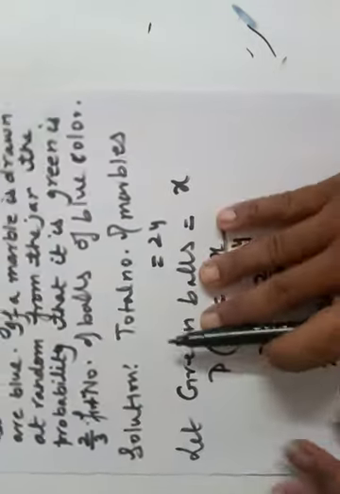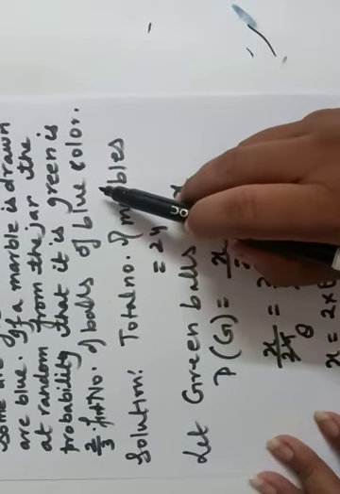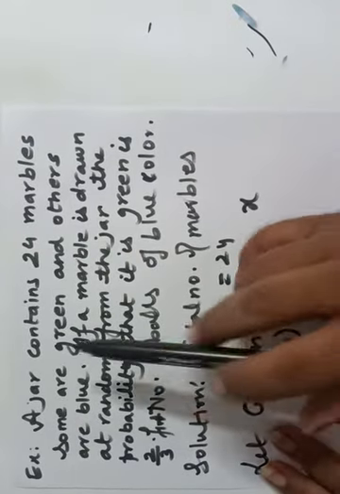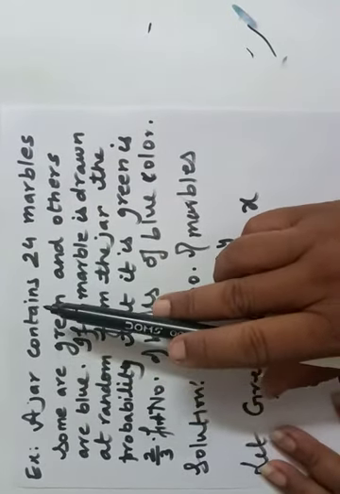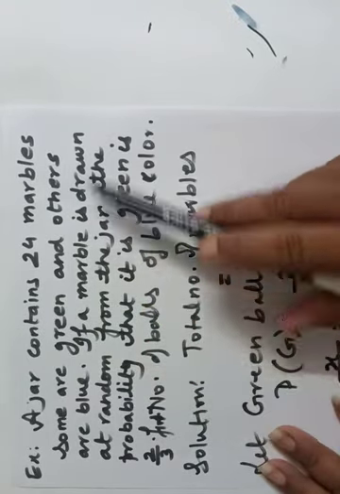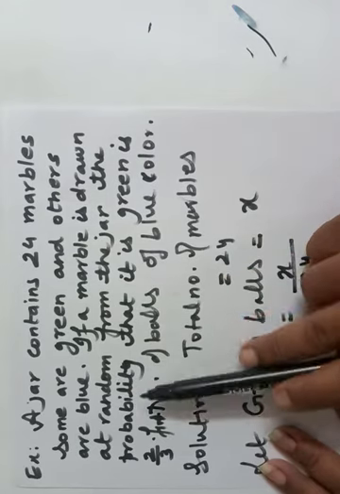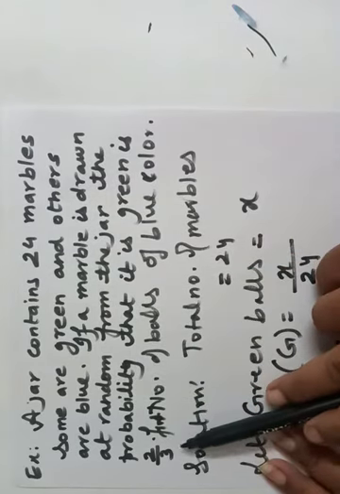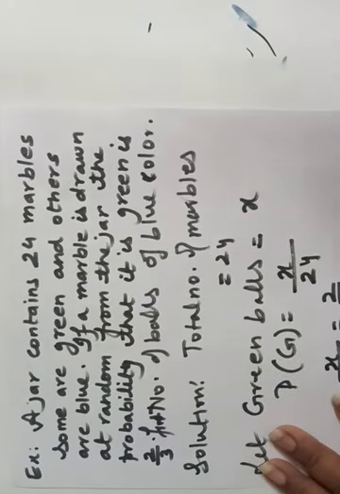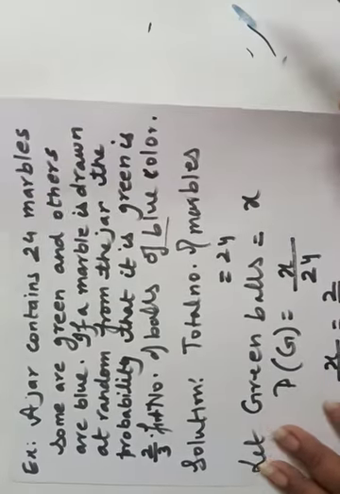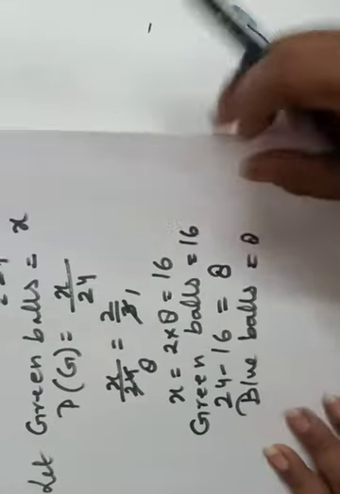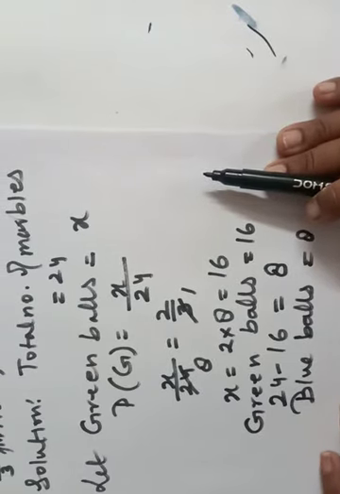In this question we need to actually find out the number of blue color balls. It was a slight mistake by me. Again I am reading for you. A jar contains 24 marbles. Some are green and others are blue. If a marble is drawn at random from the jar, the probability that it is green is 2 upon 3. So find the number of balls of blue color. That was the question. I skipped this sentence. Sorry. Now again the solution will remain the same. So I hope it is clear. Thank you.